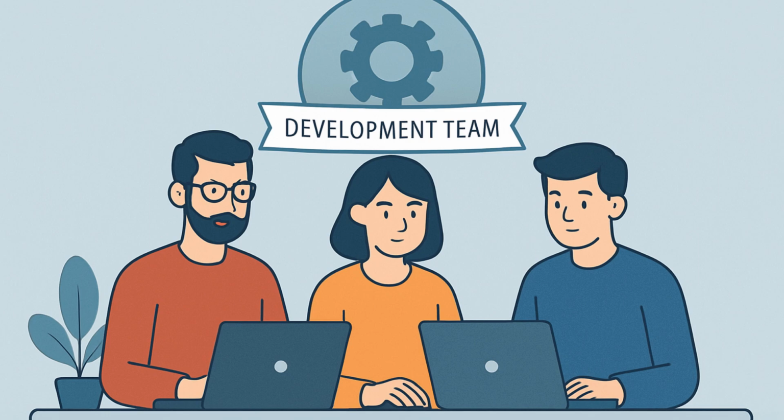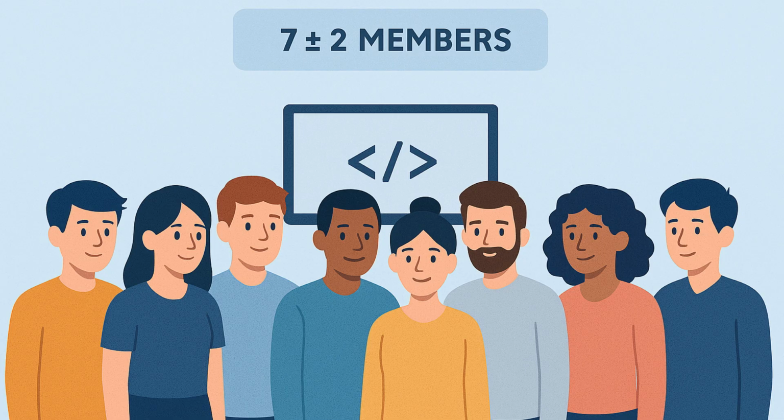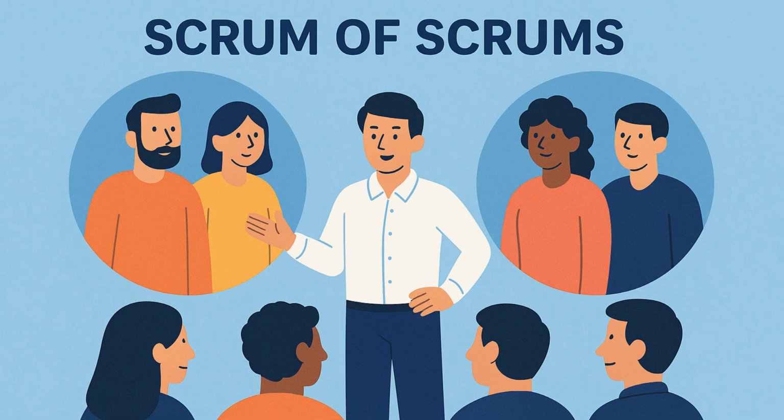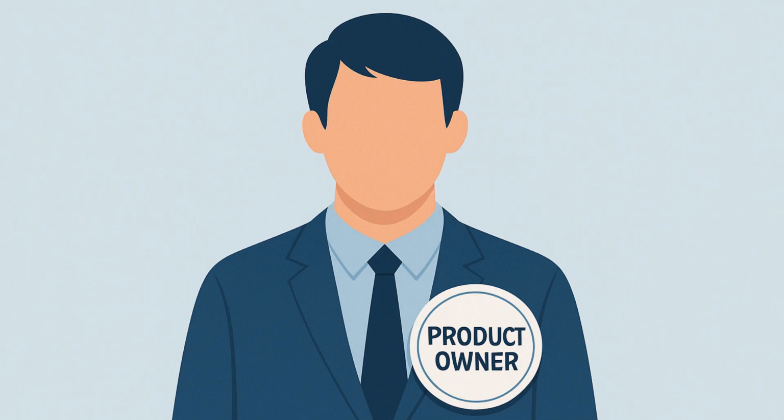Development team. The development team is responsible for developing the product increment during each sprint. The ideal team size is 7 members, plus or minus 2. Team efficiency tends to drop if the team becomes too large or too small. For large projects, teams are often split into smaller teams, coordinated by a scrum of scrums. Development teams are flat. There is no hierarchy of leads or senior or junior members. All members are equal and accountable to one another, not to the Scrum Master or product owner.